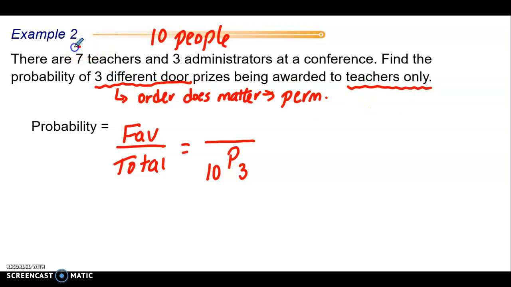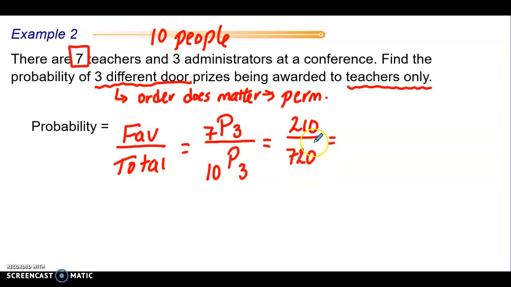As we can see in the question, we are told there are 7 teachers. So of those 7 teachers, we're looking for the number of ways to award those 3 prizes. Plugging this into our calculator, 7P3, there are 210 ways. 10P3 is 720.